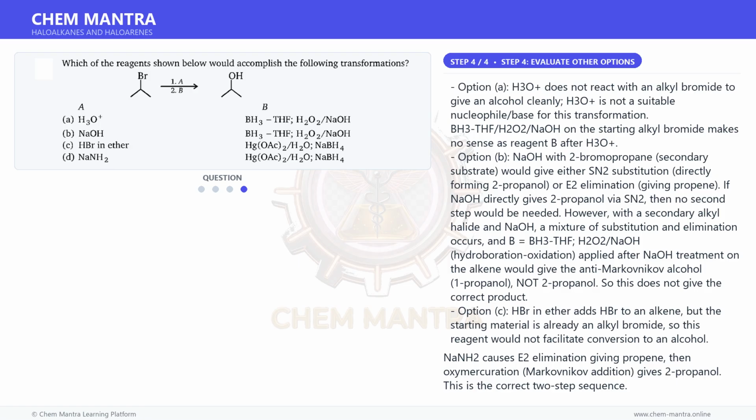Option C. HBr in ether adds HBr to an alkene, but the starting material is already an alkyl bromide, so this reagent would not facilitate conversion to an alcohol. Option D. NaNH2 causes E2 elimination giving propene, then oxymercuration, Markovnikov addition, gives 2-propanol. This is the correct two-step sequence.